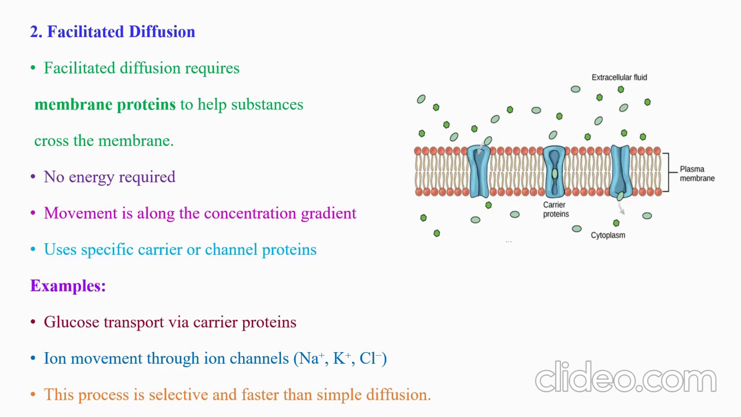Carrier proteins bind to specific molecules, undergo a conformational change and release the molecule on the other side of the membrane. Channel proteins form pores that allow specific ions to pass through. This process is selective and can be regulated. The rate of facilitated diffusion increases with concentration gradient but only up to a certain point. An example is glucose transport into cells through GLUT carriers and ion movement through sodium or potassium channels.